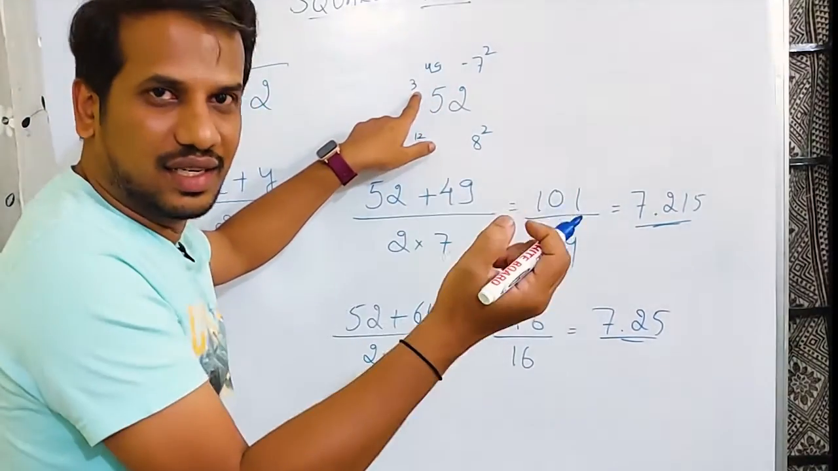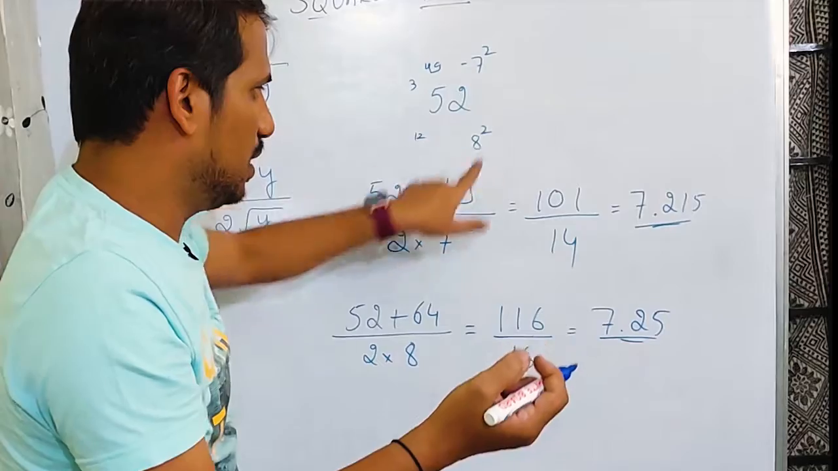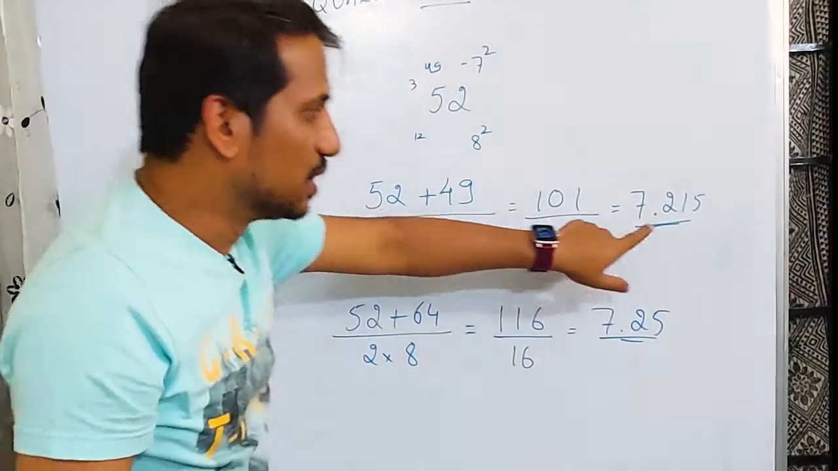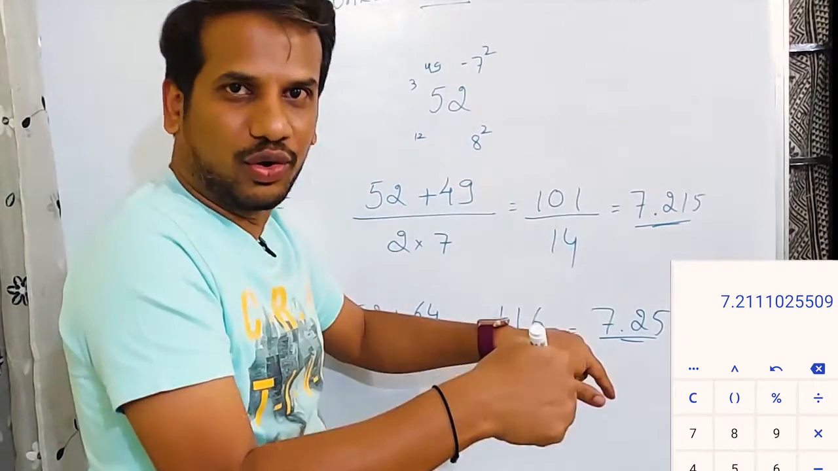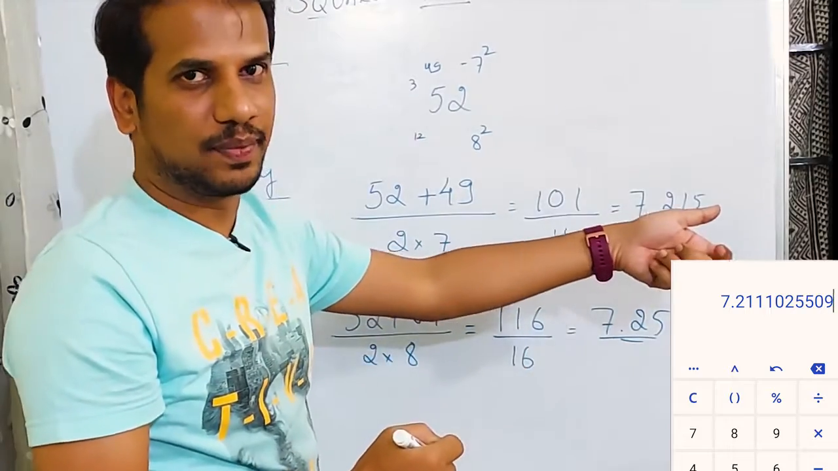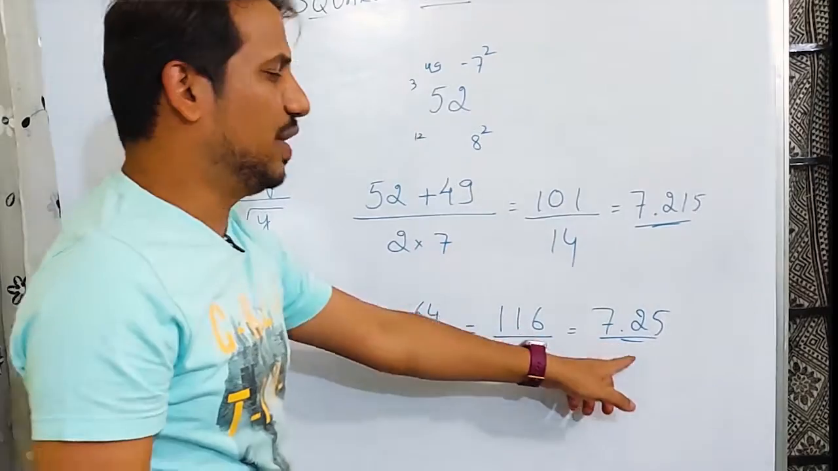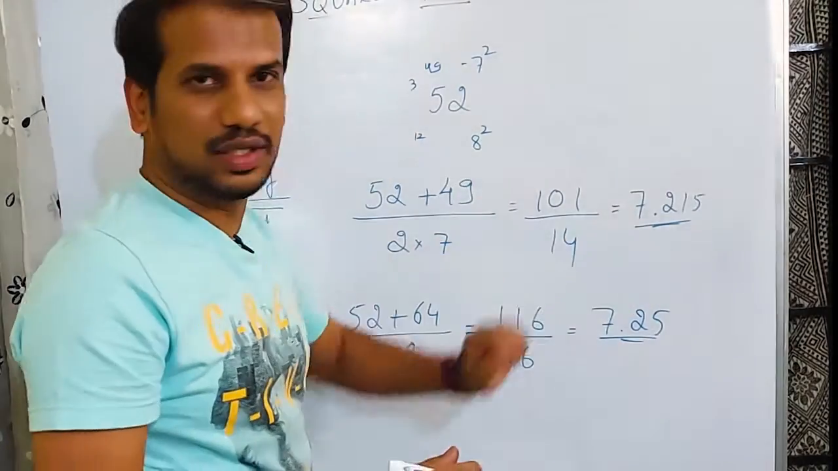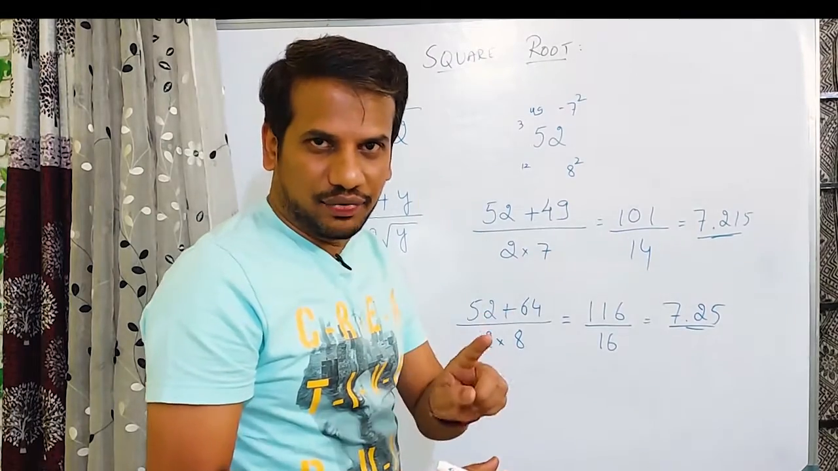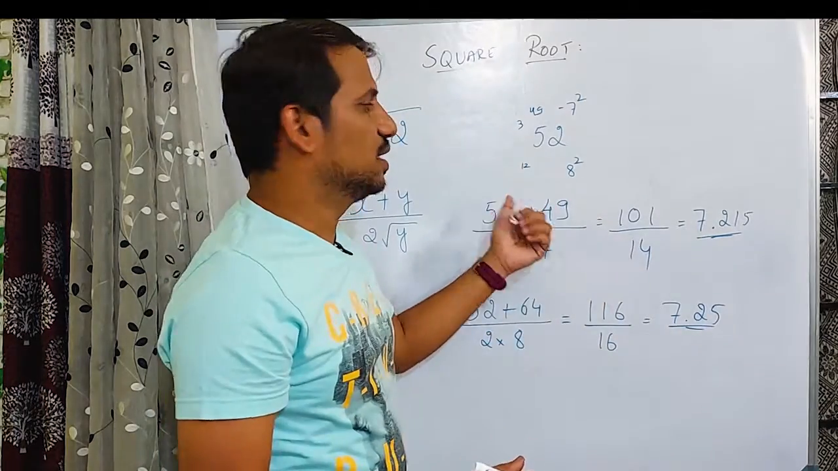So if you take the least difference, that means 7 square, that is 49, this formula, this value will be more accurate to the calculator value. Rather than, you can consider this 8 square as well, but the value is not that accurate compared to this number. So consider the difference and then consider the formula.